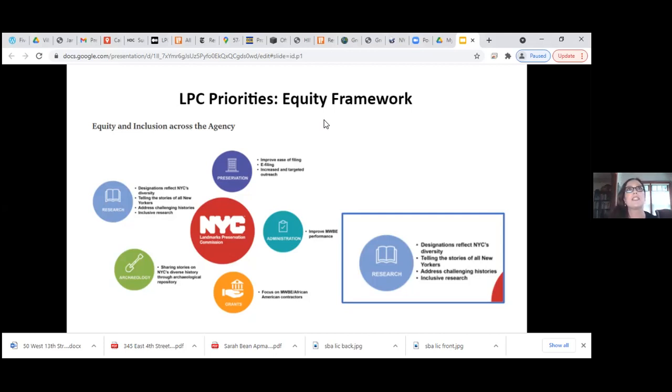She's not a preservationist. So an important thing to try and do when suggesting a landmark is to align with the Landmarks Preservation Commission priorities. In January of 2021, LPC announced the launch of its equity framework, which is an approach that is being applied to different aspects of the LPC.